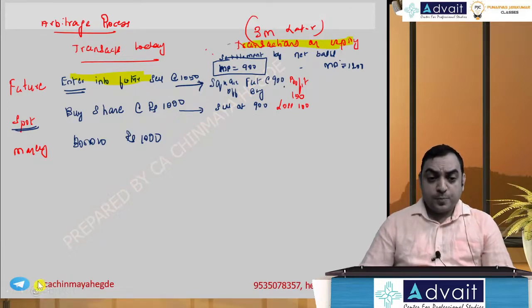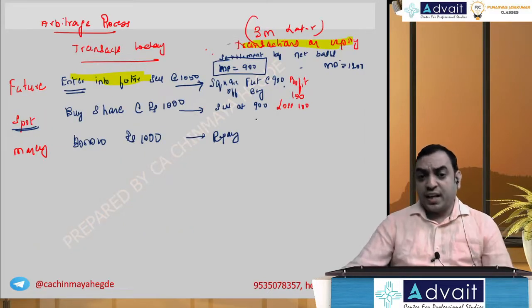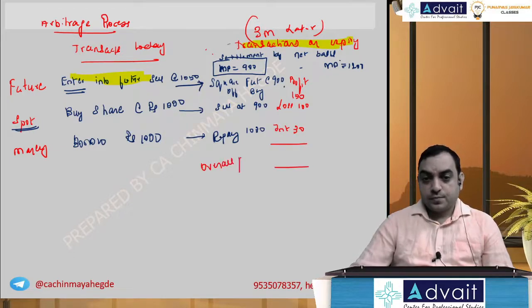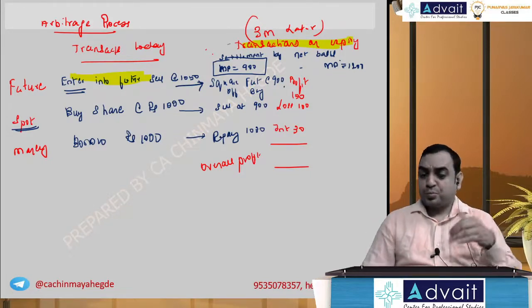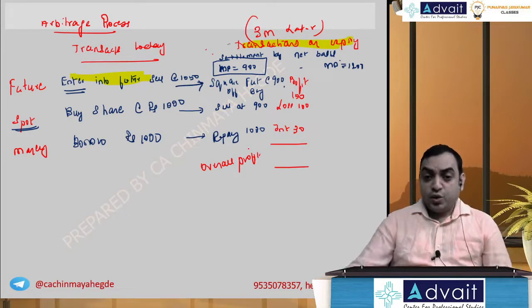And you borrowed earlier, so you are going to repay now along with interest. We already calculated that. So that is 1030, right? Repay 1030. So you will have an interest cost of 30 rupees. So what will be your overall profit? 150 rupees profit, 100 rupee loss, 30 rupee interest cost. So 150 minus 100 minus 30, you will get an overall profit of 20, and that is your arbitrage profit.